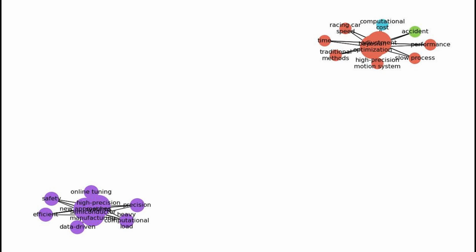Traditional Bayesian optimization methods are like having a really big map to find hidden treasure, but it takes a long time to look at every possible spot. This method is very effective in tuning controllers, but can be computationally expensive, meaning it requires a lot of time and resources to find the best settings. In high-precision motion systems, where every tiny adjustment matters, this slow process can be a problem. Imagine trying to change the speed of a racing car while it's speeding around a track. If your adjustments take too long, the car might not respond in time, leading to poor performance or even accidents.